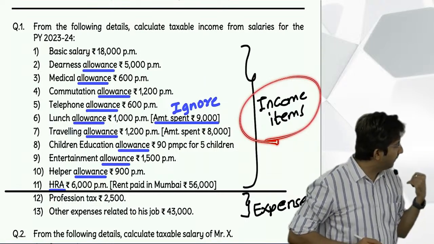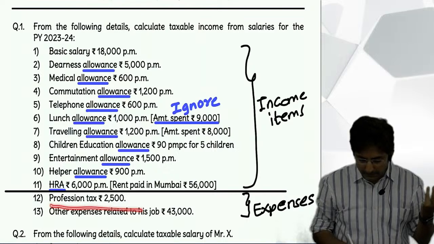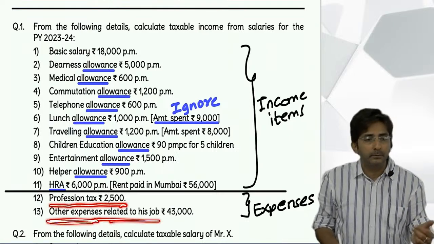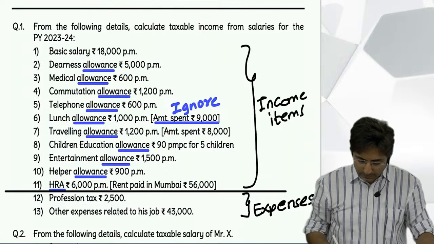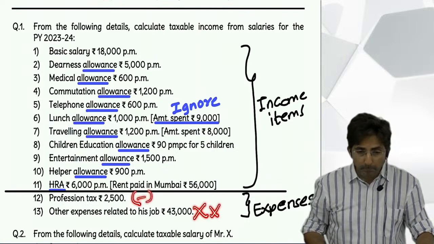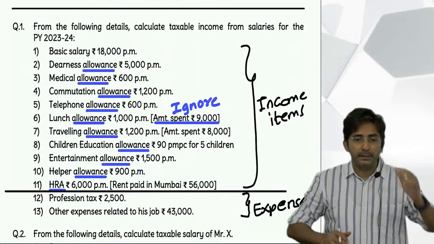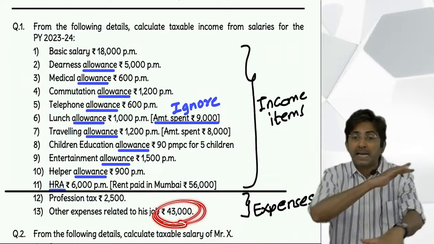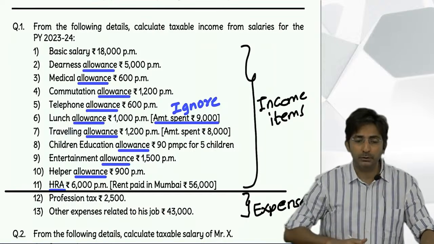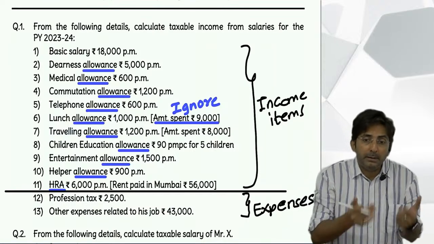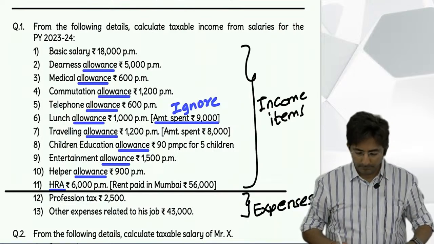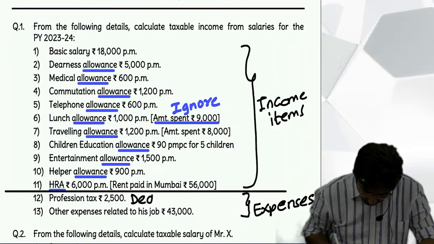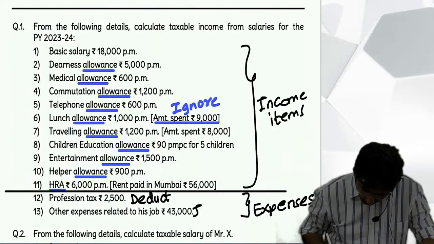But below the line, these two are what? Expenses. Profession tax is an expense, understood. And here they have written other expenses related to his job. So what is the rule? Profession tax you can minus, but other expense ignore, because instead of that you get a standard deduction of 50,000. Here you don't have to see whether your actual expense is less or more. Standard means standard. It's a flat 50,000, whether your actual expense is less or more. So do one thing. Here you can write deduct. And here you can write ignore.